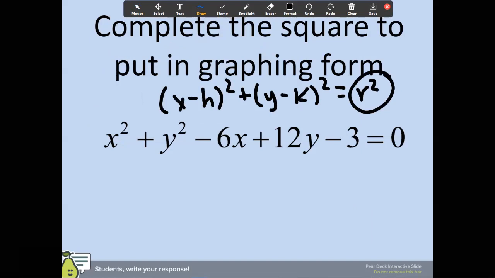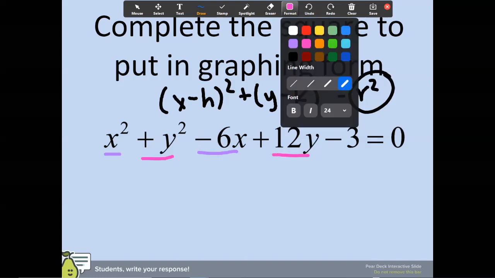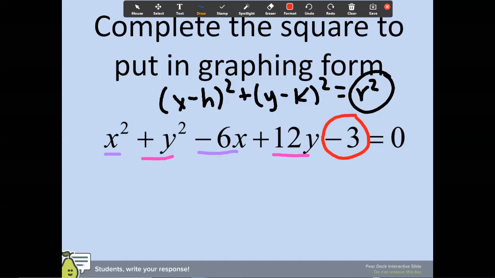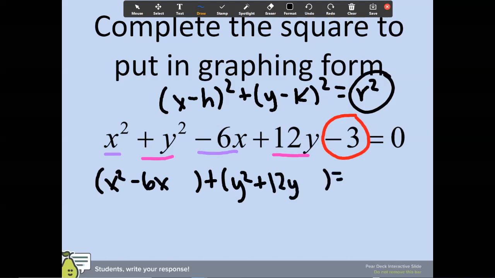So what I like to do is get my X's together and my Y's together. So I've got these X's, I've got these Y's. And this -3, I'm going to add and take it to the other side. So I am going to write the following: parenthesis x squared minus 6x, I'm going to leave a spot to complete that square, plus y squared plus, and don't forget the plus in between, 12y, I'm going to leave a spot, equals, and when I take the 3 over, it's a +3. And then I'm going to be actually adding in 2 things: whatever I put here and whatever I put here.